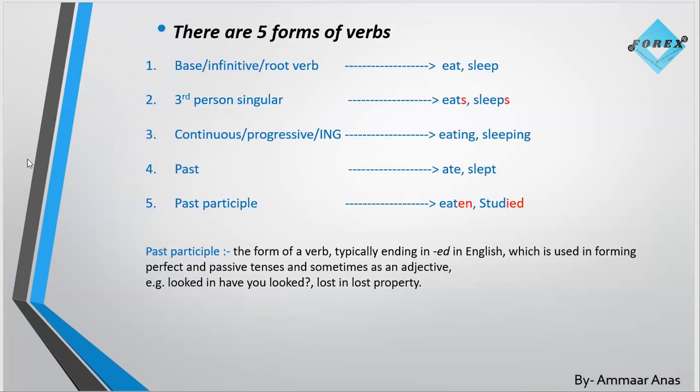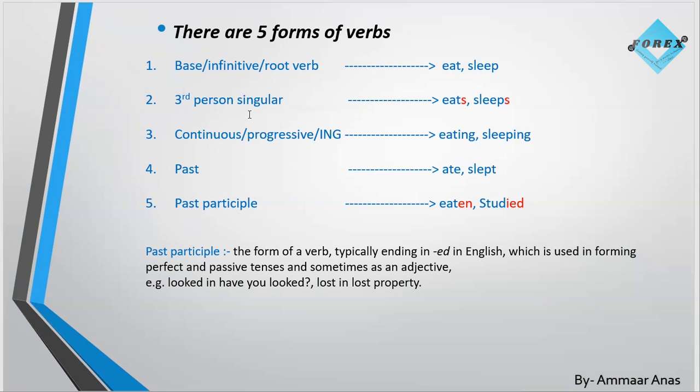There are five forms of verbs. The first one is base, infinitive, or root verb. The second is third person singular. Third is continuous, progressive, or ing. The fourth is past. Fifth is past participle. The base or root verb is the basic structure of a verb. Here I have given an example for eat and sleep.